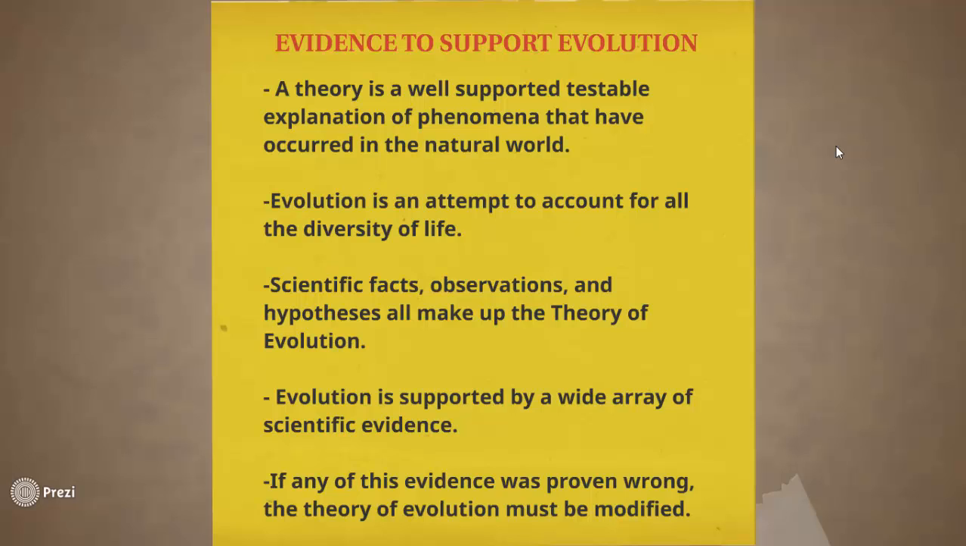Evidence, evidence, evidence. We are scientists, and evidence is the most important thing. If you speak without evidence, you lose your reputation. A theory is a well-supported, testable explanation of phenomena that have occurred in the natural world. Evolution is an attempt to account for all the diversity of life. Scientific facts, observations, and hypotheses all make up the theory of evolution. Evolution is supported by a wide array of scientific evidence. If any of this evidence was proven wrong, the theory of evolution must be modified.